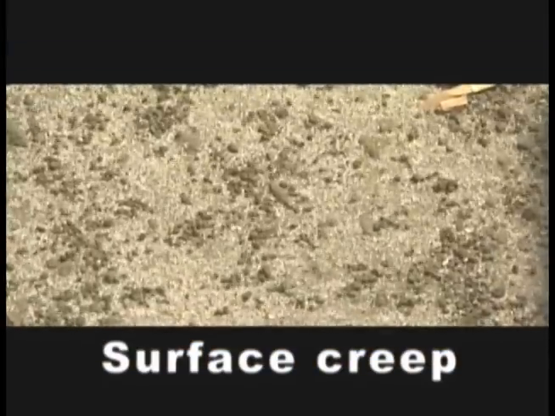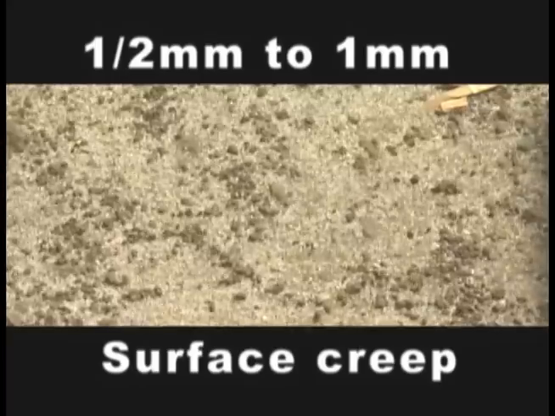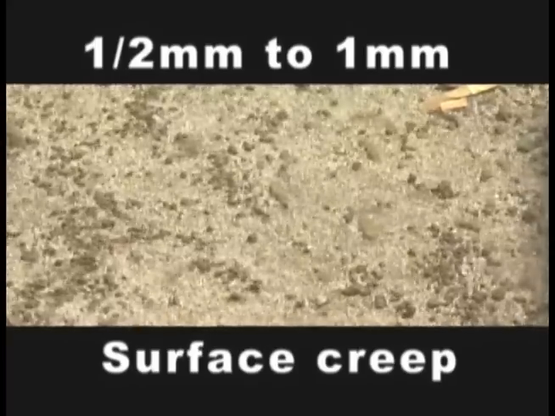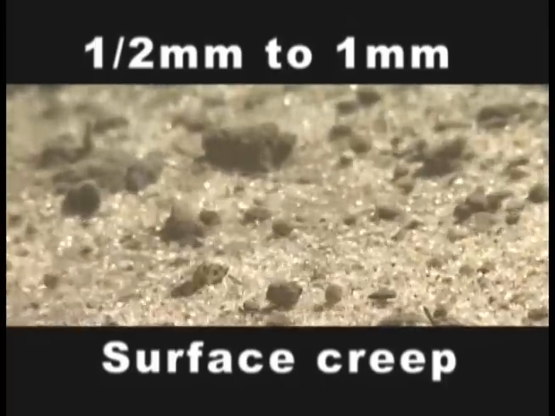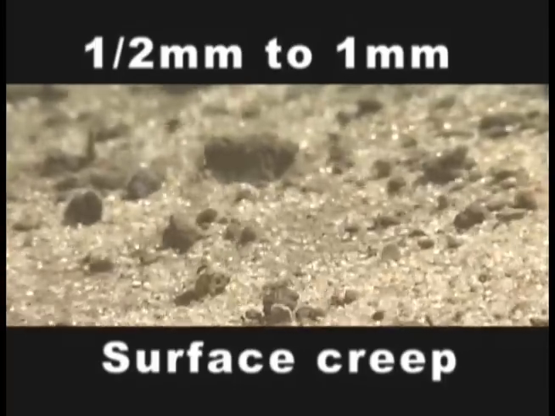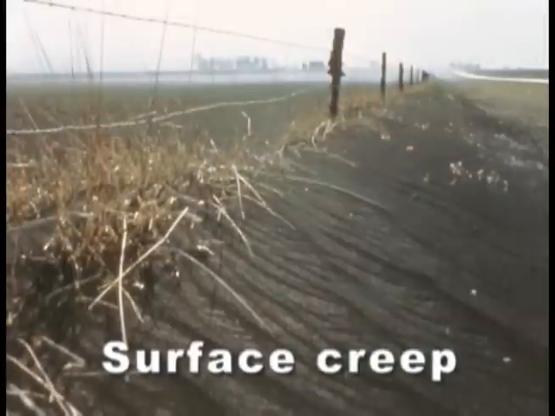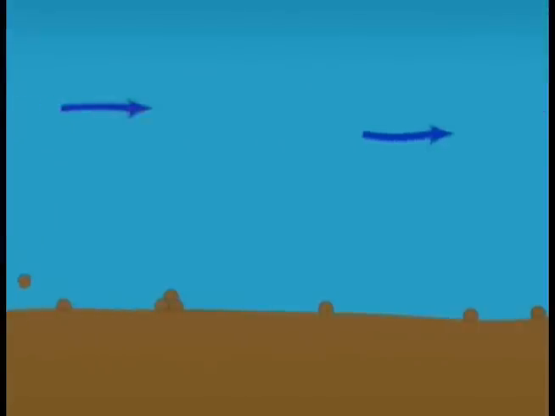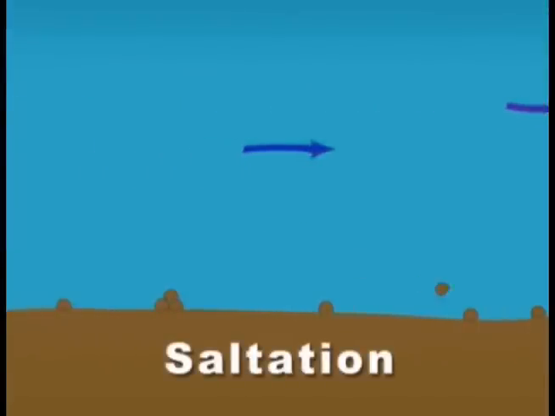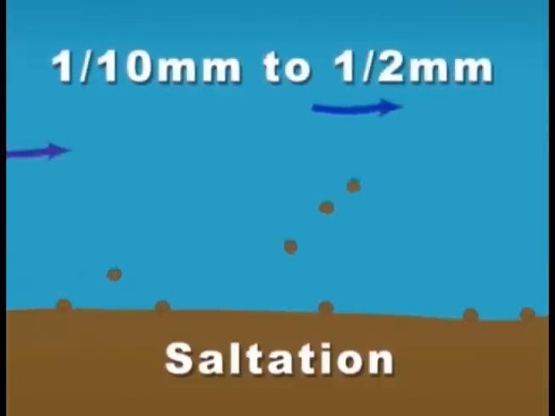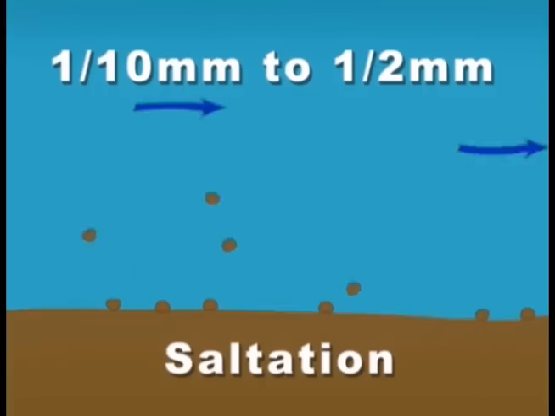Surface creep generally involves particles approximately 1/2 to 1 millimeter in size, small enough to be moved by the wind, but too massive to be lifted off the surface. Surface creep contributes to loss and deposition within a localized area. Another mode of transport is saltation, where under the influence of wind, still smaller particles, 1/10 to 1/2 millimeter in size, bounce or hop along the surface.